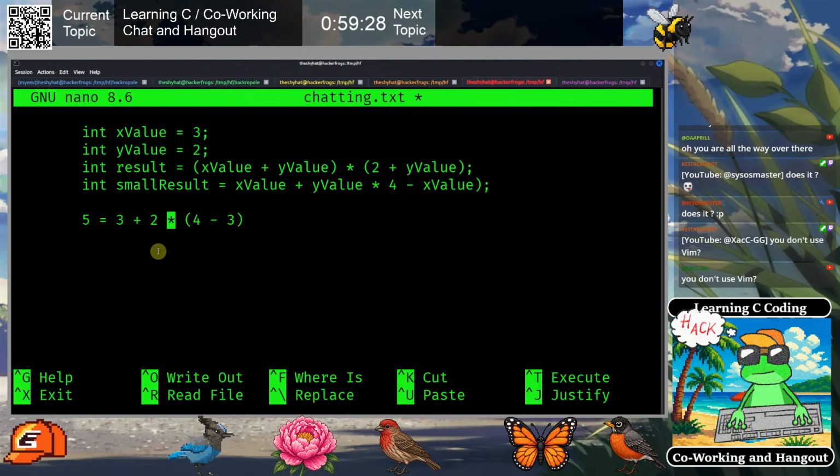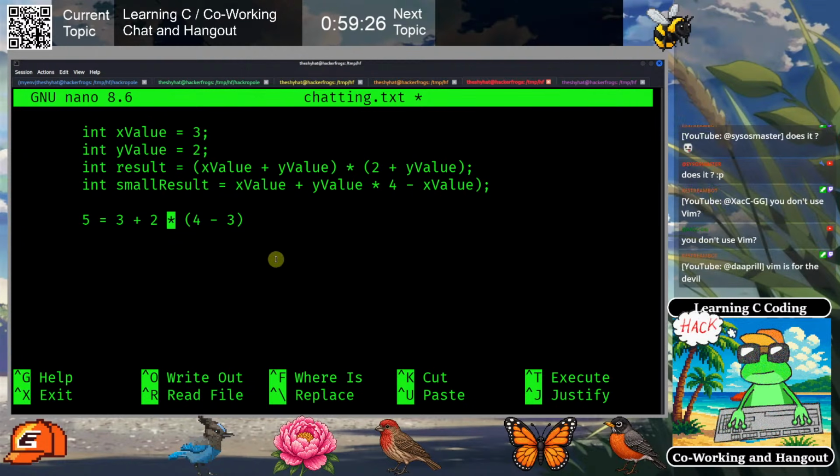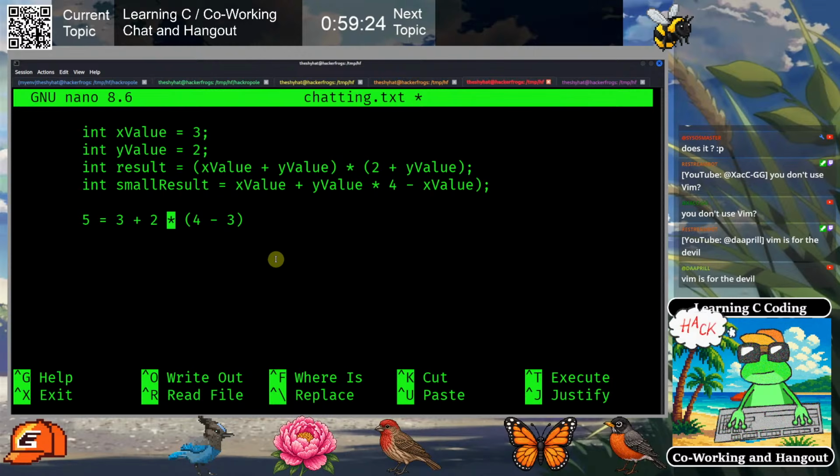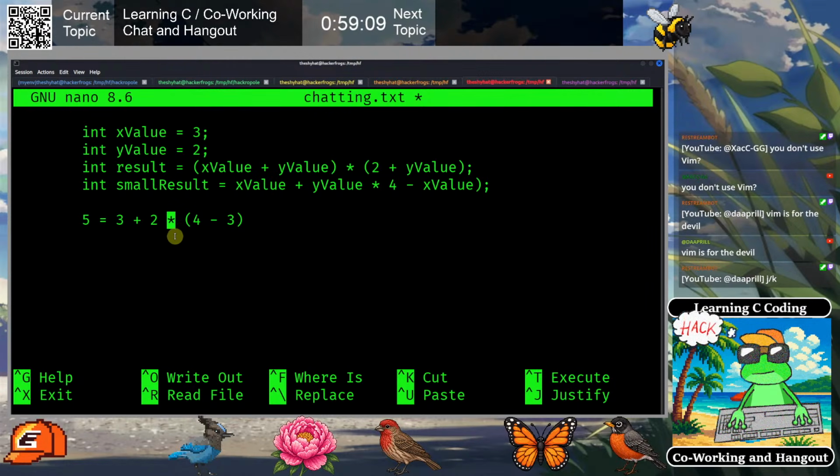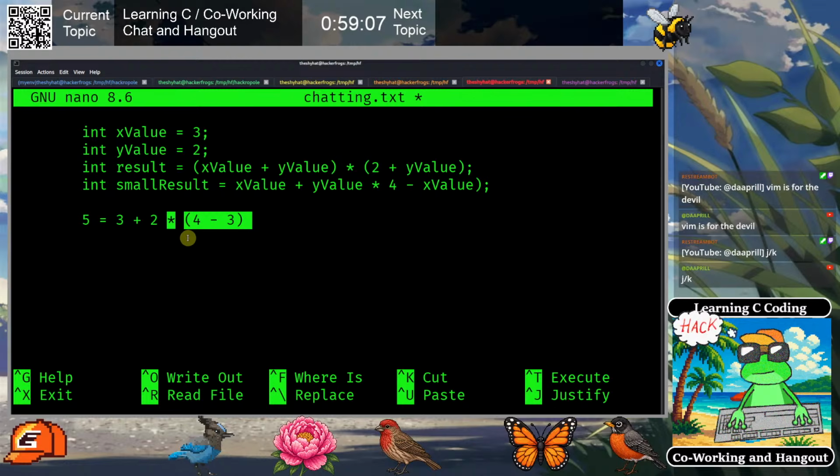Why don't we use Vim? That's a good question. I teach people how to use Nano. I never really taught myself how to use Vim. I know that there's a lot of powerful functions you can do in Vim, but I use Nano for the simplicity.